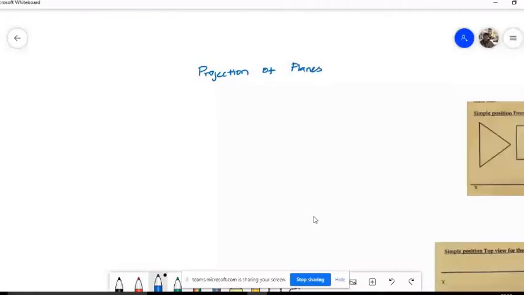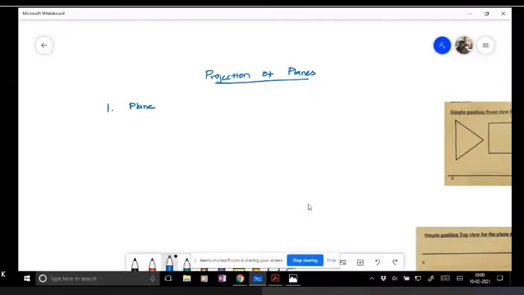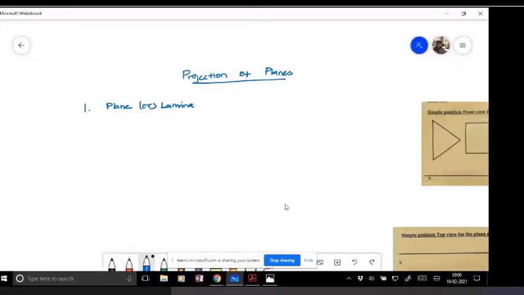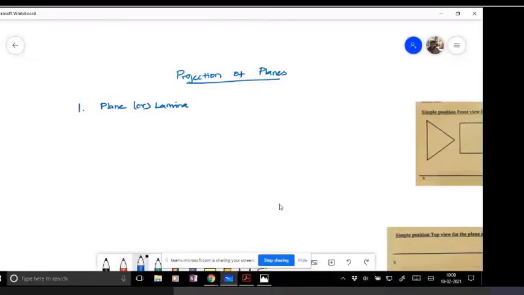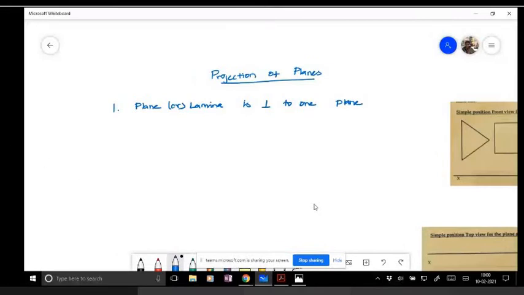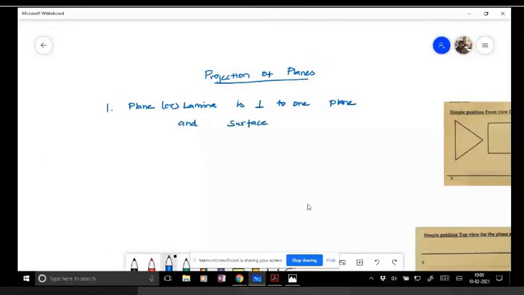Okay, so we are going to see two cases. The first one is a plane. So plane or lamina or plate, whatever you call, okay, but it should have only two dimensions, the length and breadth. A plane or lamina is perpendicular to one plane and surface inclination to other. Okay, so this is the first case.